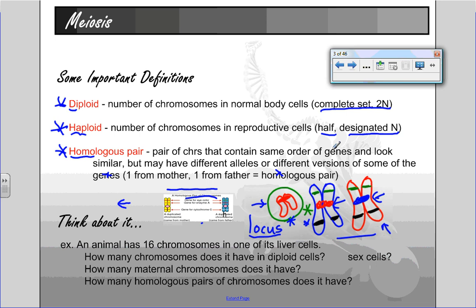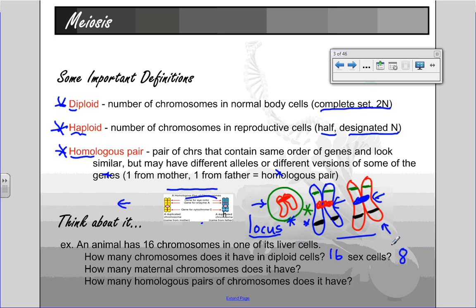So, when you're thinking about that, think of these other questions. How many chromosomes does it have in diploid cells? Well, the liver cell is a somatic cell, and all somatic cells are diploid. So if the liver cell has 16, then all of its diploid cells must also have 16. The sex cells are the ones that need to have half the number so that when they join together to form the zygote, they'll have a normal number. So if they have half, they must each have 8.